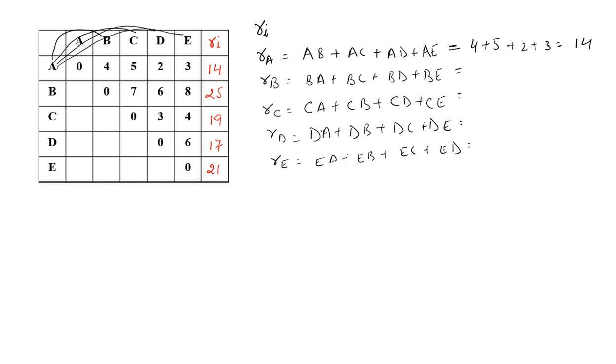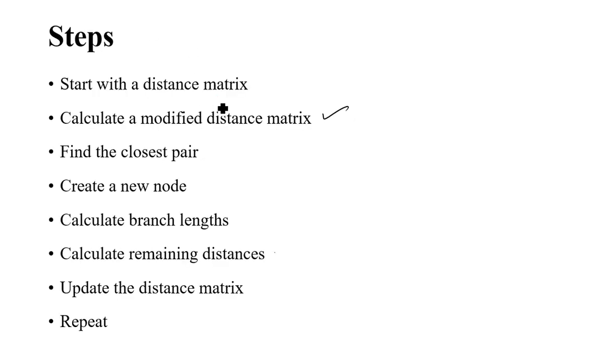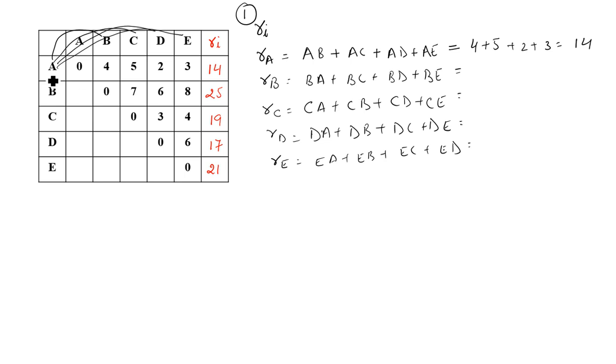So this was my first step. This is our first step we have done here. That is, we have calculated the Ri value. Now once you have calculated Ri, you have to calculate this step, meaning you have to calculate the modified distance matrix. Now if I am denoting this matrix with D, then the new matrix I am going to denote with D dash. So we have to calculate the D dash value. Let me draw this.